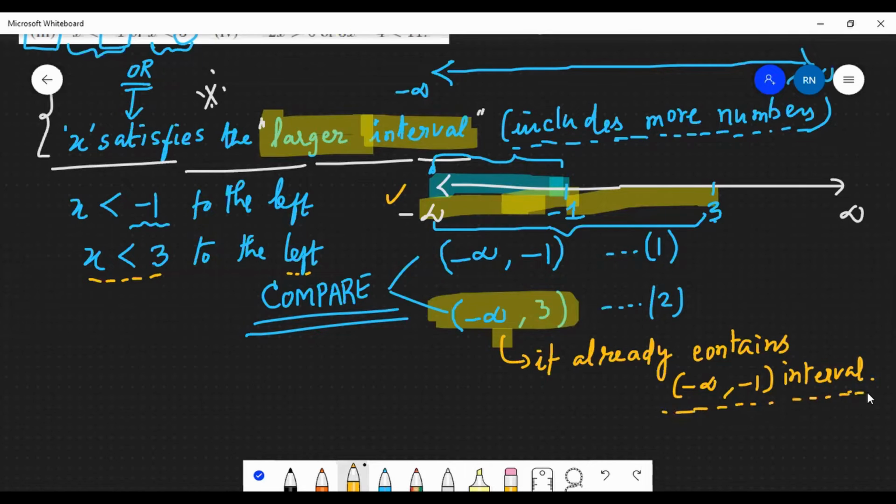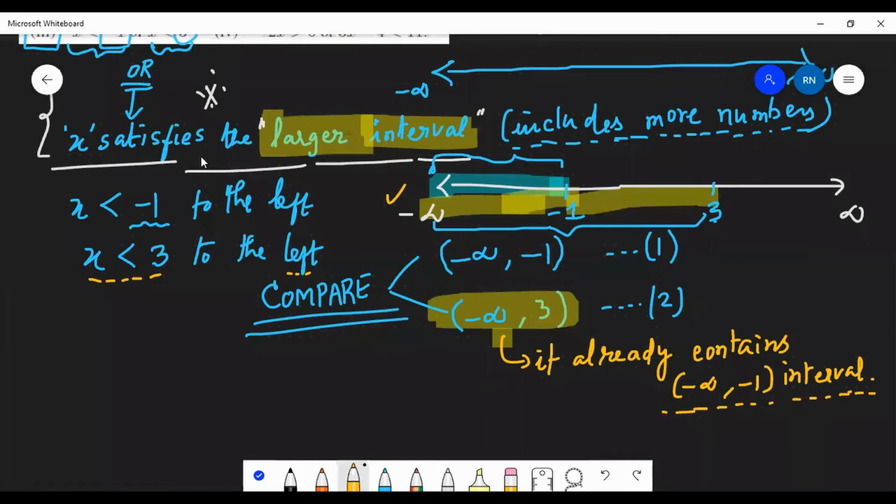That is why it is large. It already contains that within it. Minus infinity to 3 already contains the minus infinity to minus 1 interval within it. So it is easy to judge: this is the greater one.